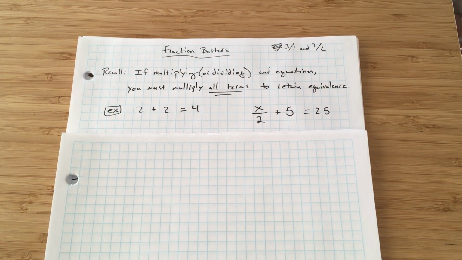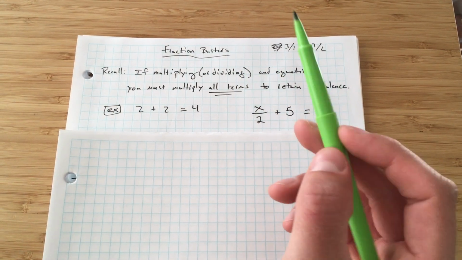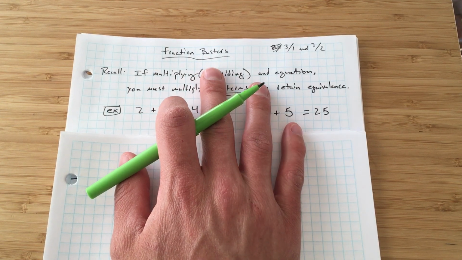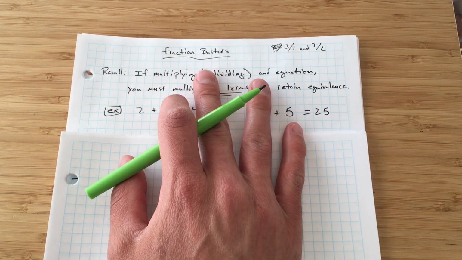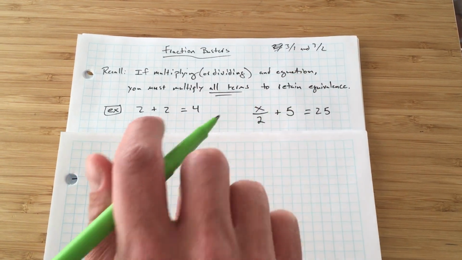All right, so for this video, we're gonna look at something called fraction busters. What we're looking to do here ultimately is, when we have fractions in an equation, get rid of all the denominators and the fractions at once. But before we get to that, I wanna remind you of something right here.